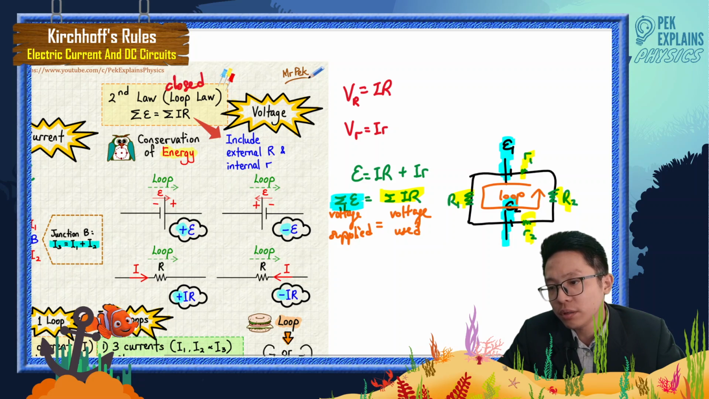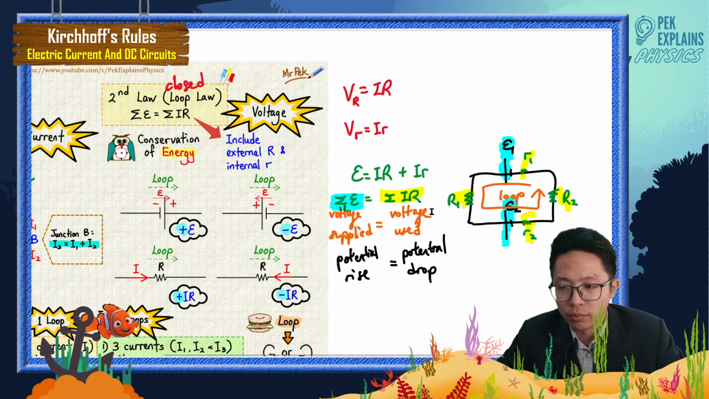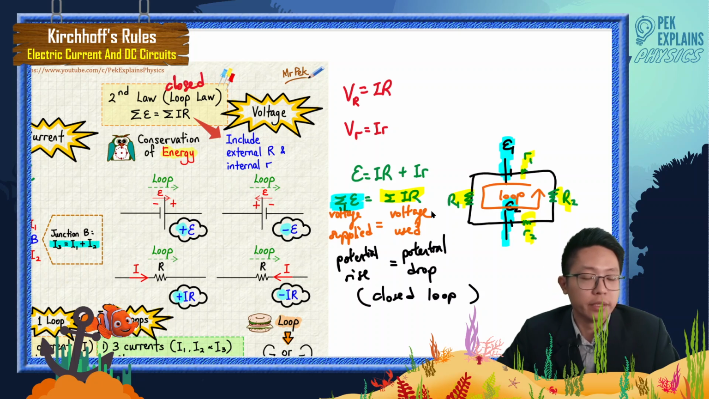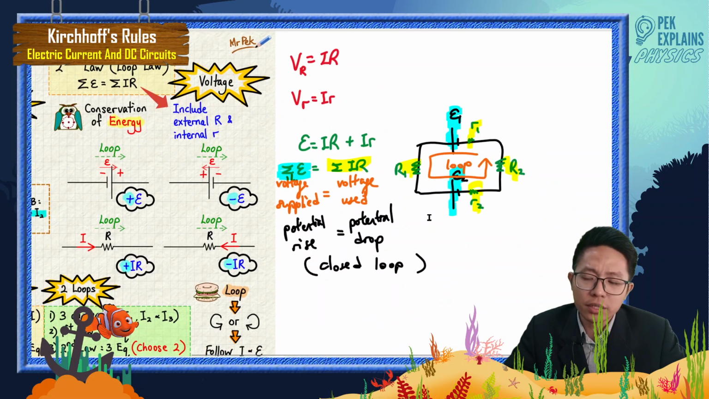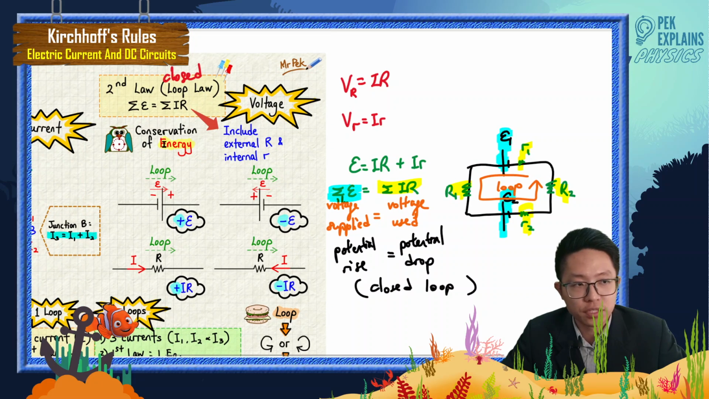Or in other words, we can say that the potential rise must be equal to the potential drop across a closed loop. Okay, in a closed loop. So actually, this is all about conservation of energy.